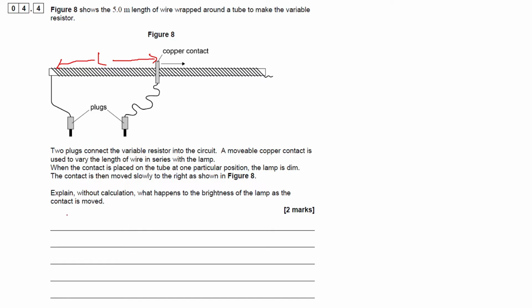So increase in length of wire, and therefore we know from our resistivity equation, or just general knowledge around resistance in the wire, the longer the wire, the more resistance it has. So therefore resistance increases.